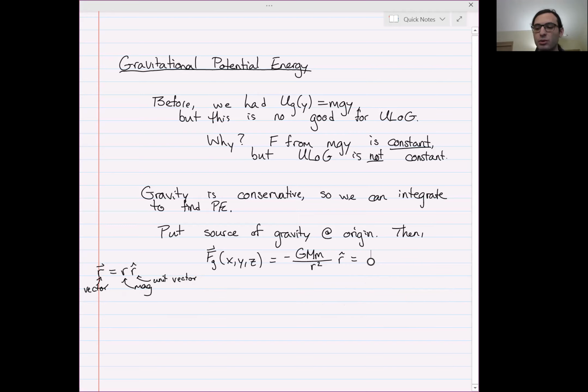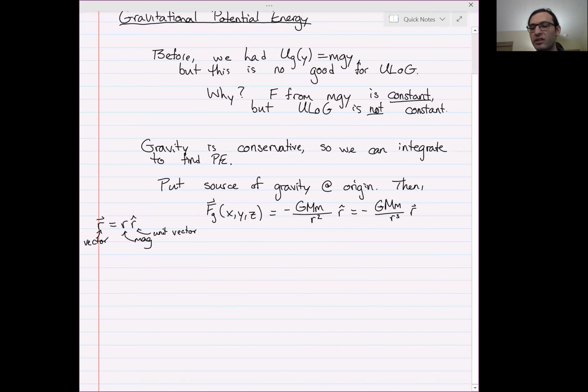So we can actually use that to rewrite this expression. That would give us negative GMm over r cubed times r, the vector. All I did was replace r hat with the vector r divided by the magnitude r. But the reason we do that is because it's a little bit easier to write out what this vector is, because we're going to write it out in terms of x, y, and z now.